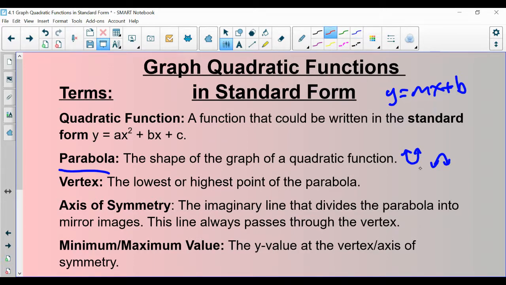The vertex is going to be the highest or the lowest point of the graph. So if our U-shaped parabola looks like this, the vertex would be at the bottom here. If it was like this, our vertex would be at the top.